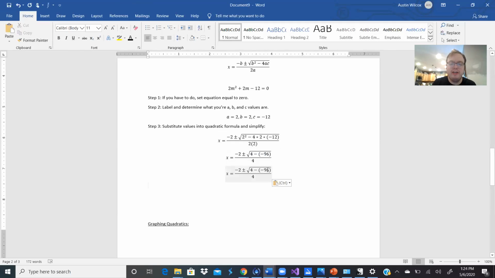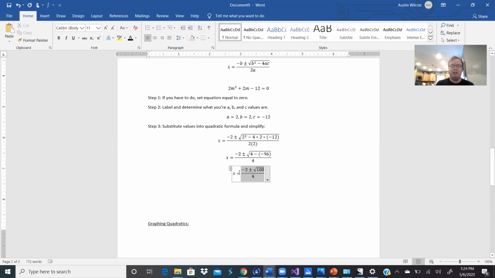Again, I'm going to simplify this. 4 minus negative 96. Before this, I just did 4 times 2 times negative 12, and I didn't include that minus there, so that still has to stay. We found that to be negative 96. And so 4 minus negative 96, well, that's nice and easy for us because minus and negative is like plus a positive. So 4 plus 96, that's 100.